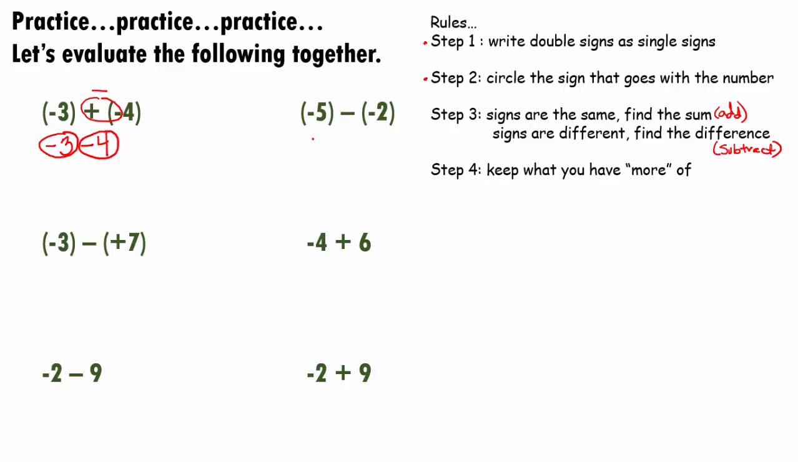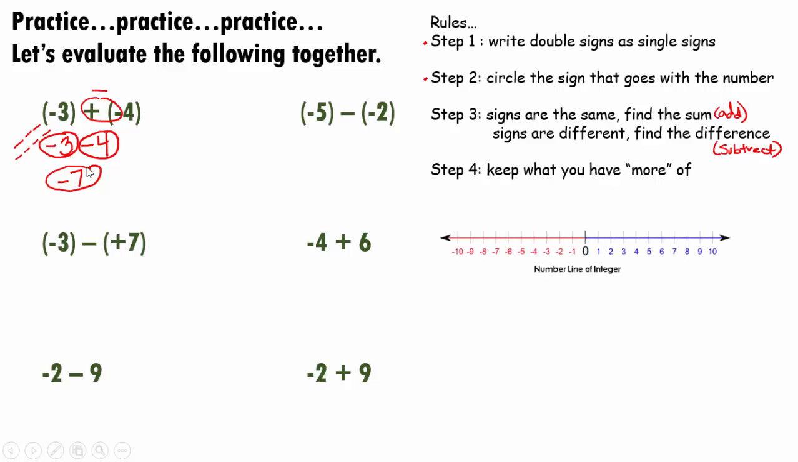Are the signs the same or the signs different? Those are both minus signs. Those signs are the same, so we're going to find the sum. We're going to add them. What do we get when we add 3 and 4? We get 7. What do we have more of? Well, we have 3 negatives, and we have 4 more negatives. Hey, we only have negatives running around. That's how I know my answer is a negative 7.